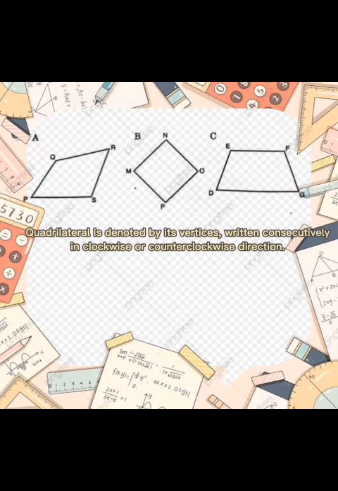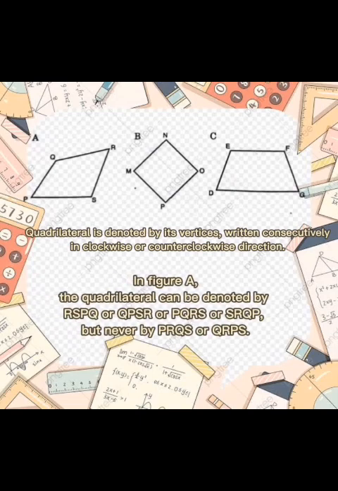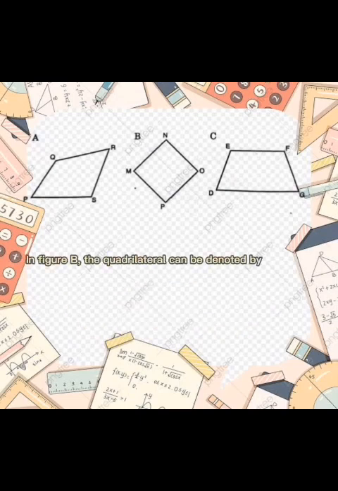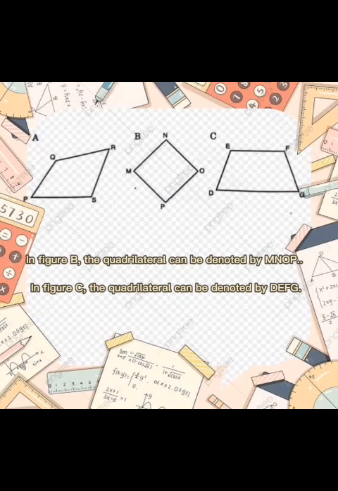A quadrilateral is denoted by its vertices, written consecutively in clockwise or counterclockwise direction. In Figure A, the quadrilateral can be denoted by RSPQ or QPSR or PQRS or SRQP, but never by PRQS or QRPS. In Figure B, the quadrilateral can be denoted by MNOP. In Figure C, the quadrilateral can be denoted by DEFG.